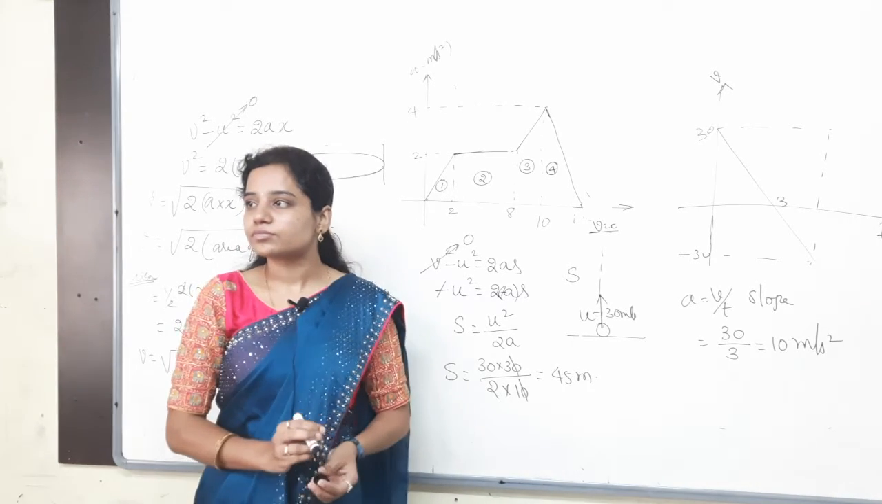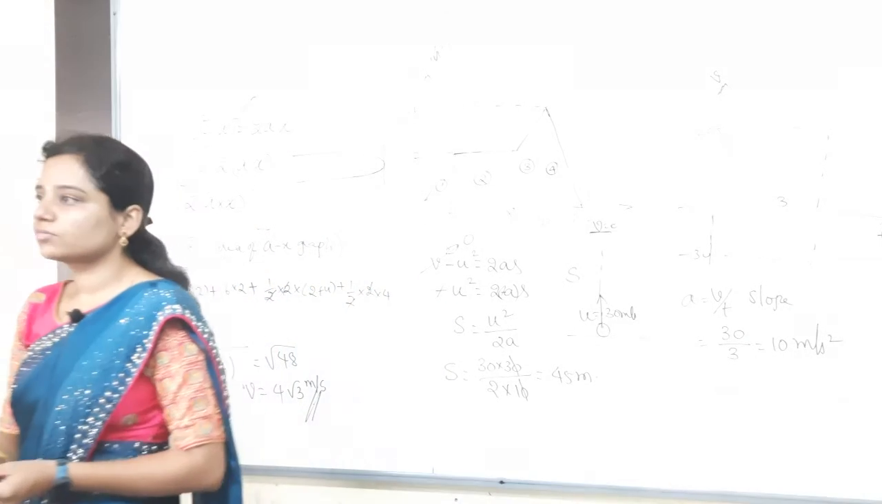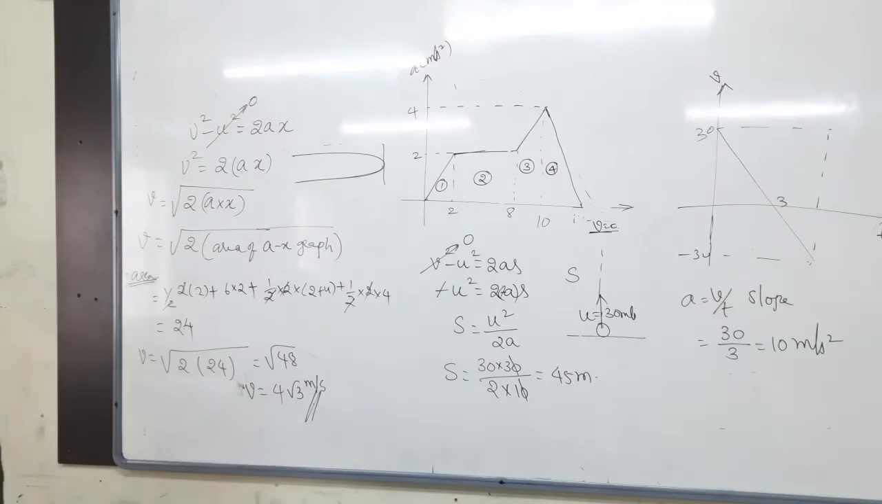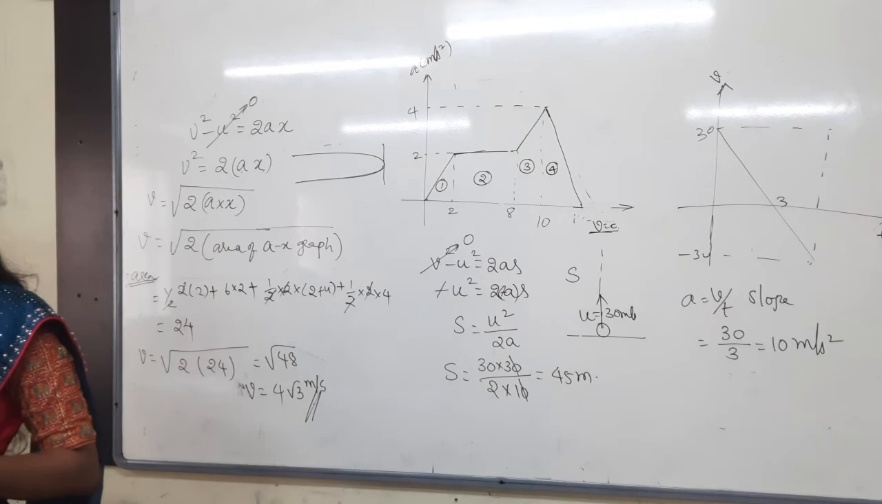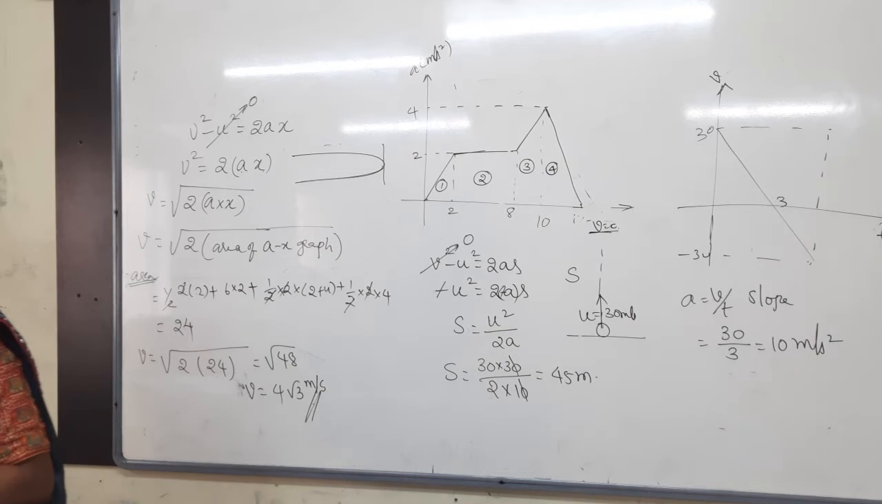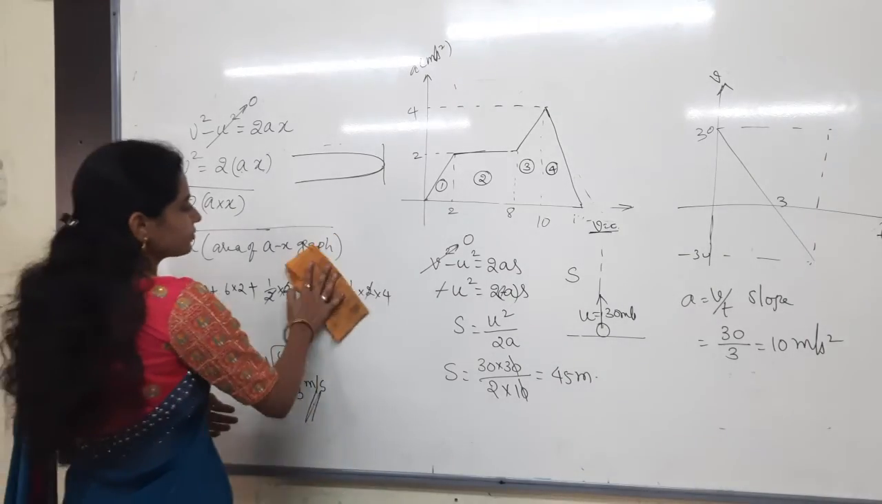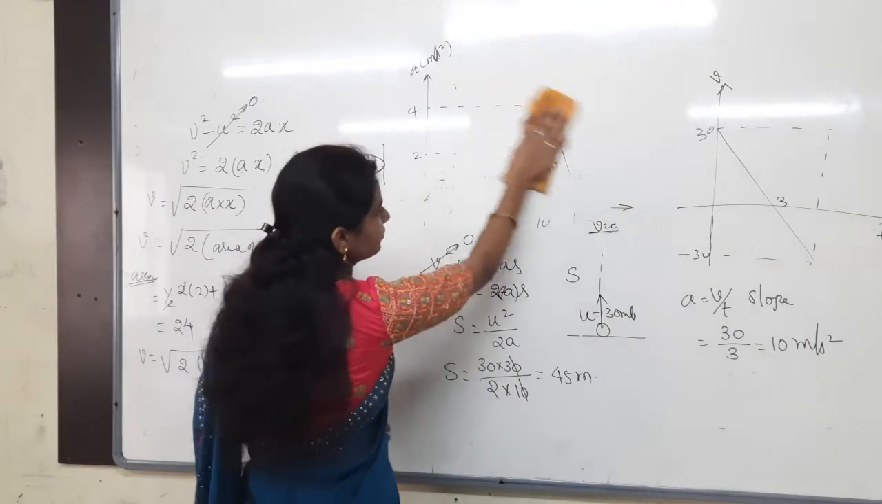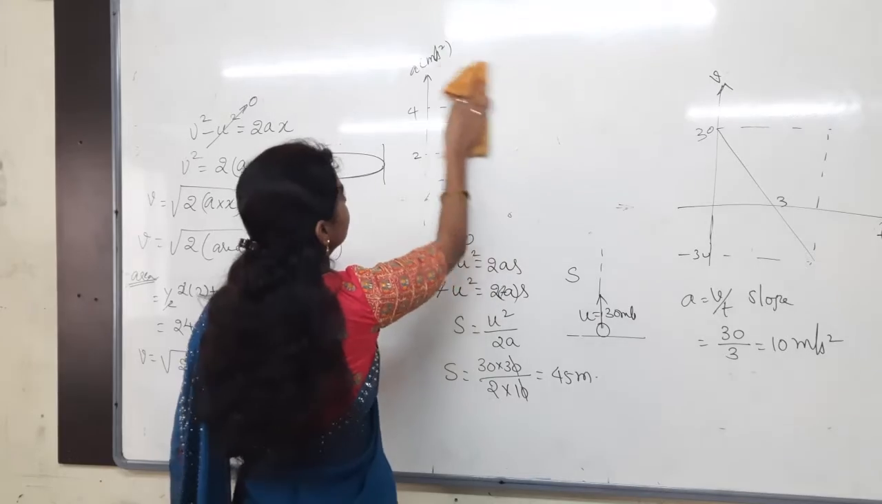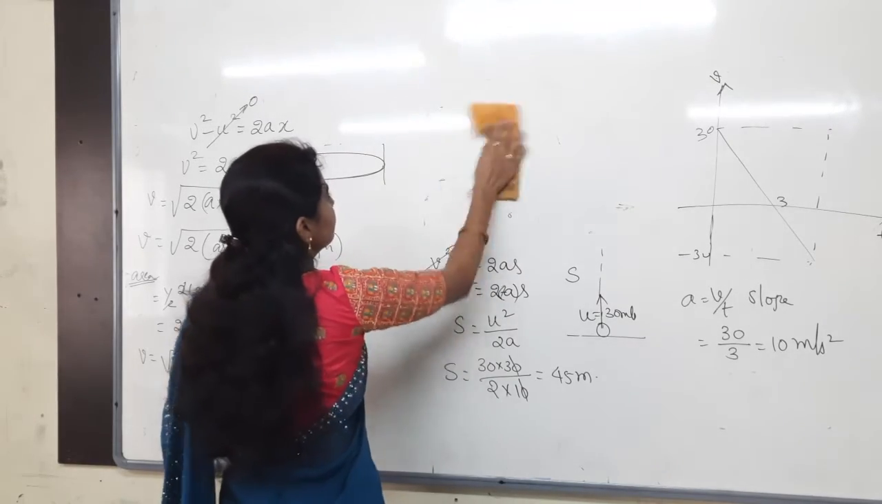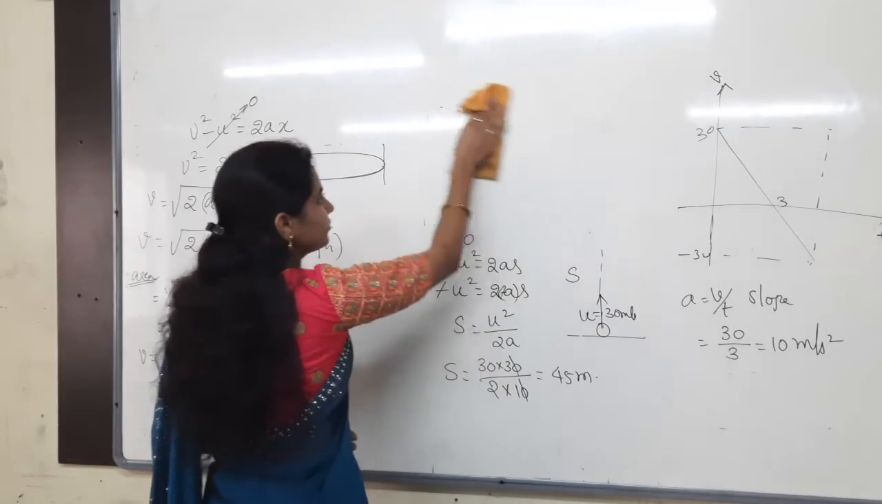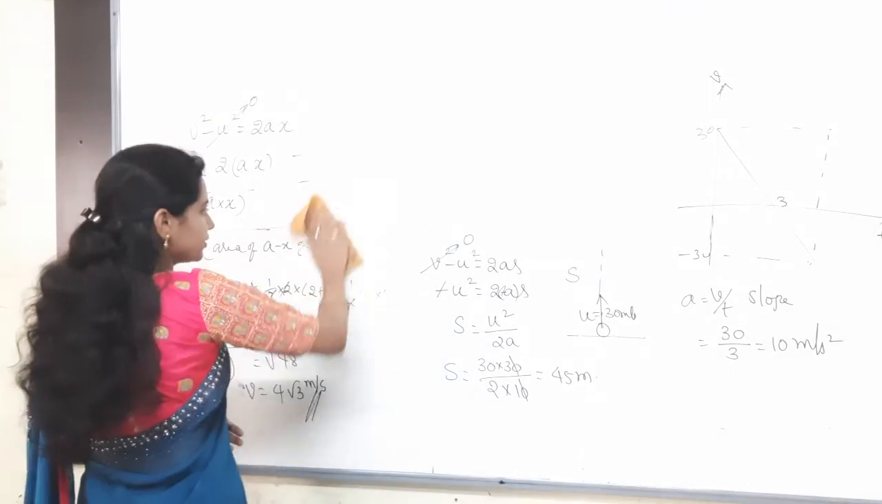Understand it? Even by using s is equal to ut minus half at square, we can get 45. s is equal to ut minus half at square, because a is negative. Yes, you can get it. Even that also you can get. Very good. That is also another method. Very good, Aishwarya.